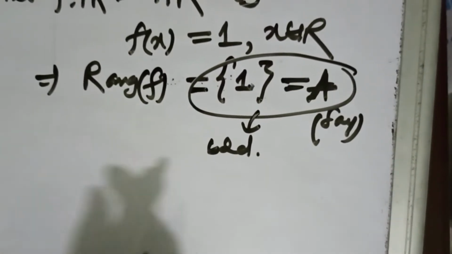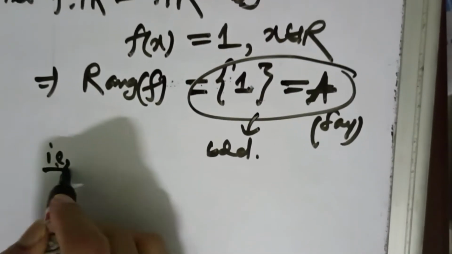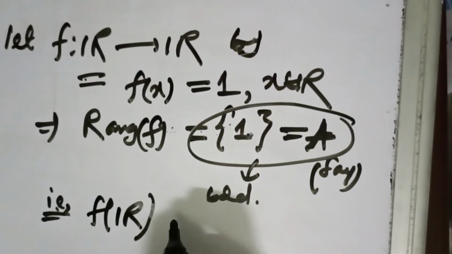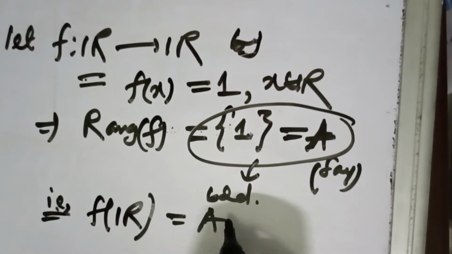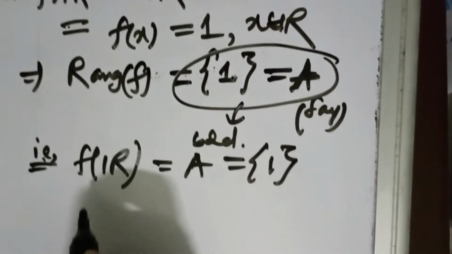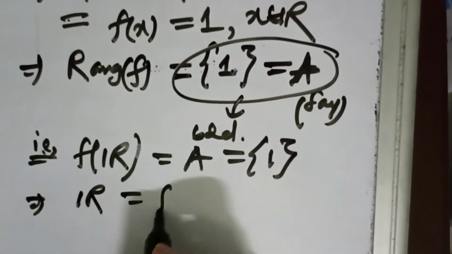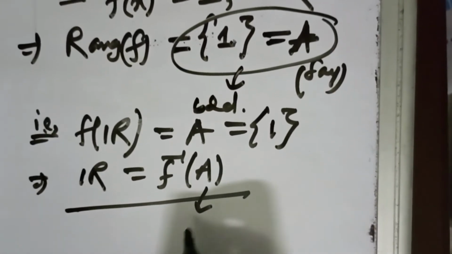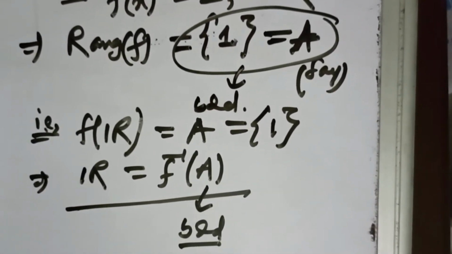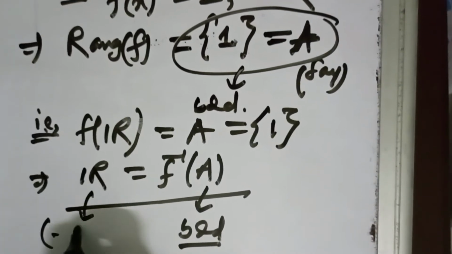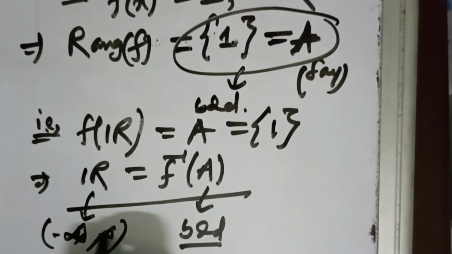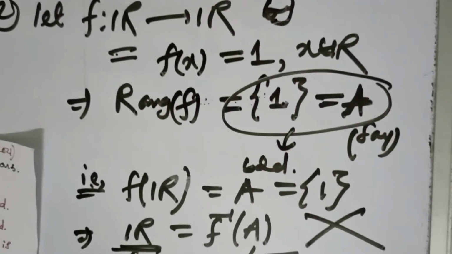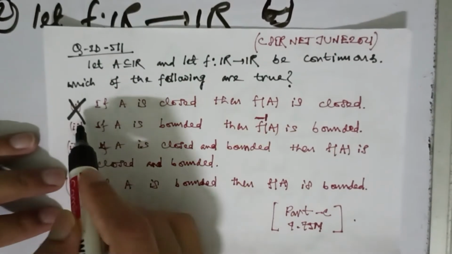If you want to write it like this, range means f of R because the domain is R. So f(R) is nothing but A, and A is the single set {1}. In this case R equals f inverse of A. Here A is bounded, because the single set {1} is always bounded, but R is the interval from minus infinity to infinity, so it is not bounded. So option 2 is also incorrect.